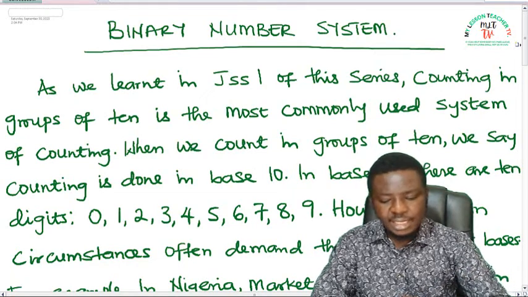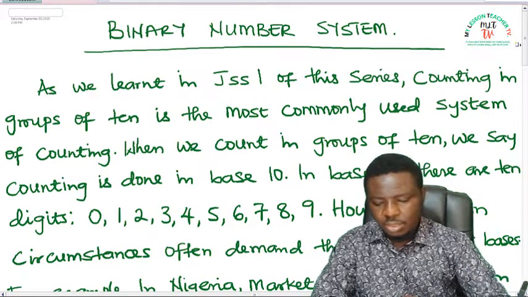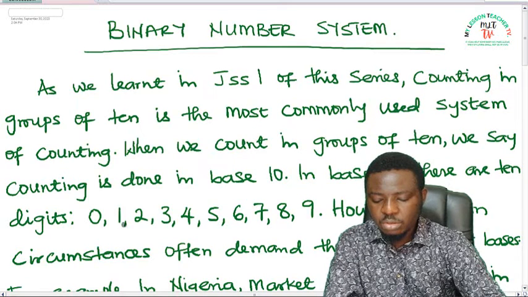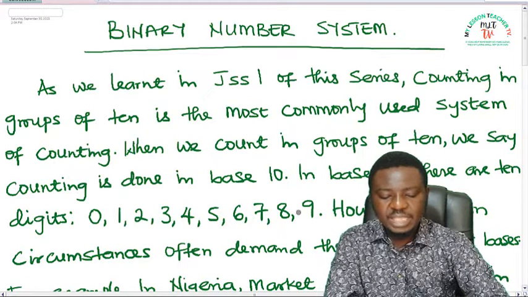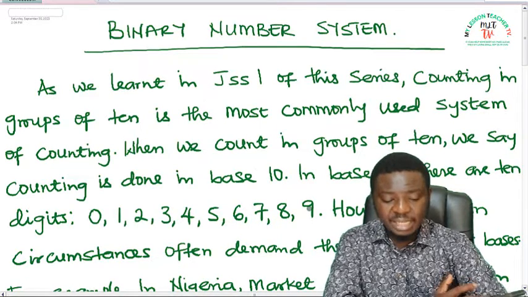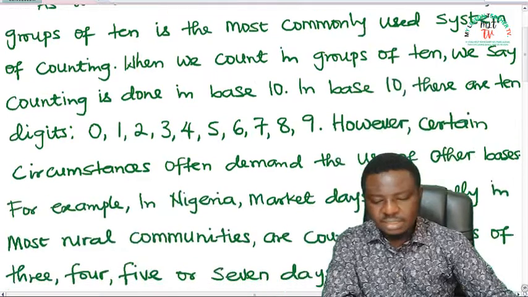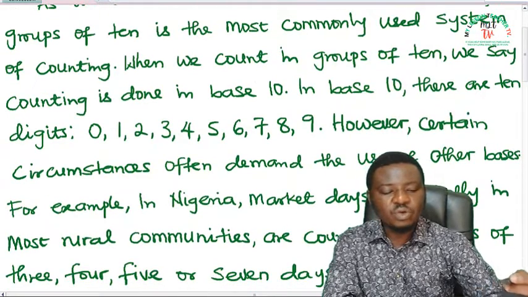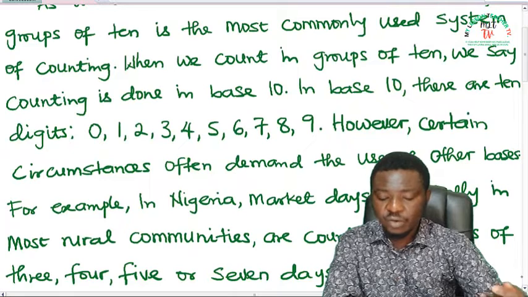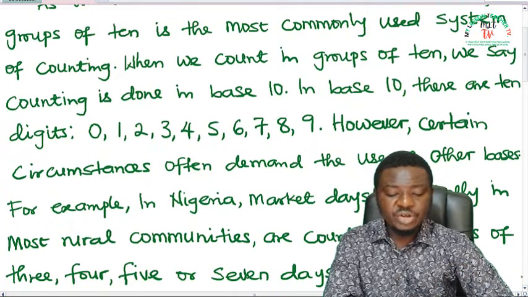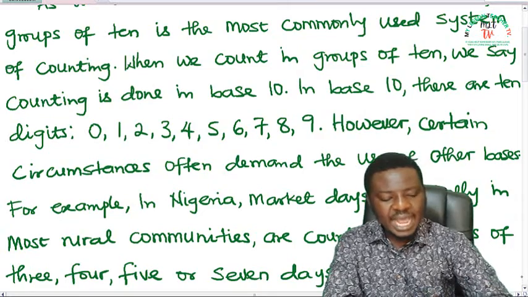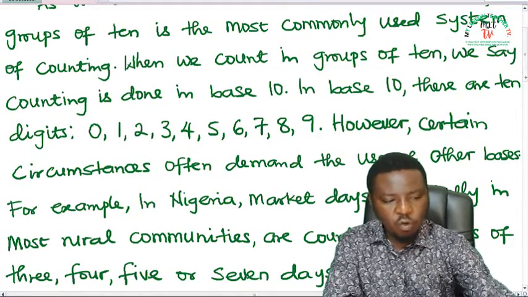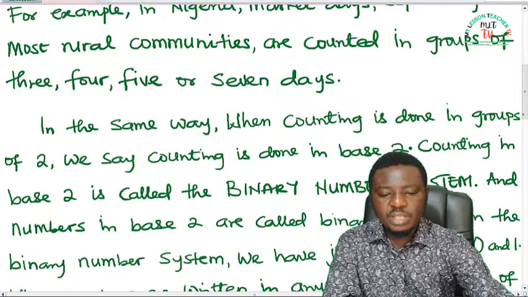In base 10, there are 10 digits. We have 0, 1, 2, 3, 4, 5, 6, 7, 8, and 9. That makes it 10 digits. However, certain circumstances often demand the use of other bases. For example, in Nigeria, market days, especially in most rural communities, are counted in groups of 4, 5, or 7 days.